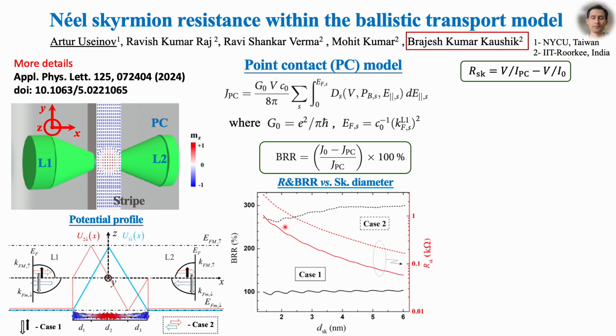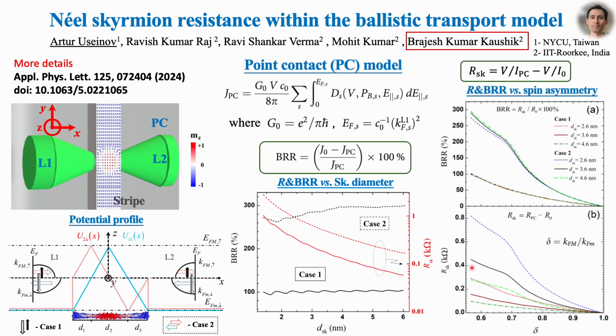We found that Skyrmion resistance can change in a wide range between 1 kilo ohm to 60 ohm when the diameter of the Skyrmion changes from 1 to 6. In the second case, the Skyrmion resistance is larger. We also derived the resistance and BRR as a function of the spin asymmetry delta.